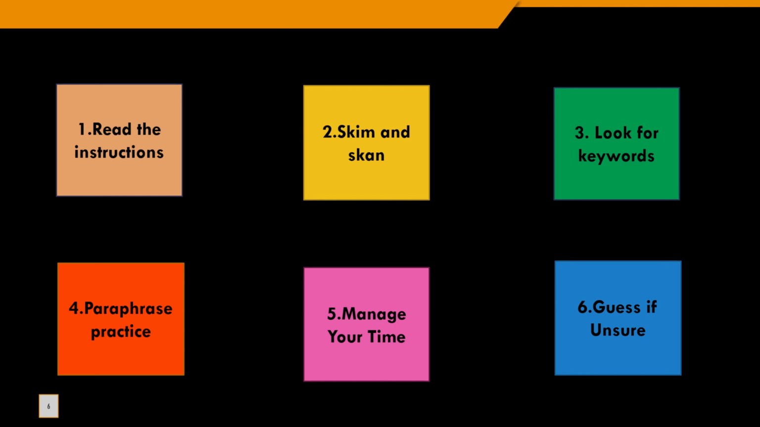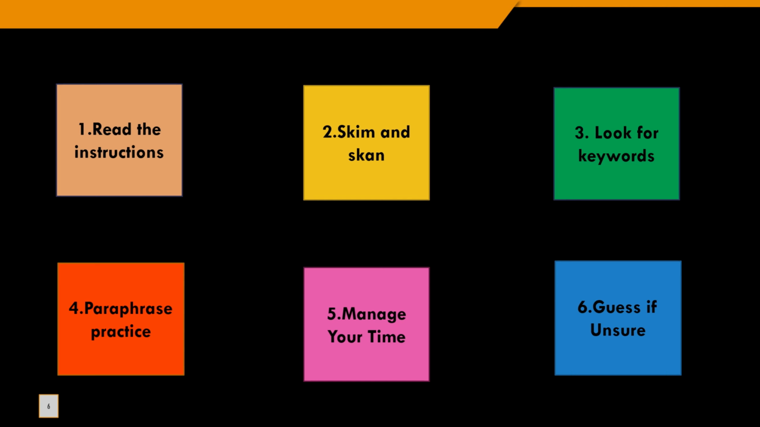The second tip is skim and scan. You should know how to skim the passage to understand the main idea. You should also know how to scan it to find specific details. The third tip is look for keywords. Find important words in the question and locate them in the text. This will help you find your answer. The fourth tip is paraphrase practice. The test often uses synonyms, so learn to recognize words that mean the same.